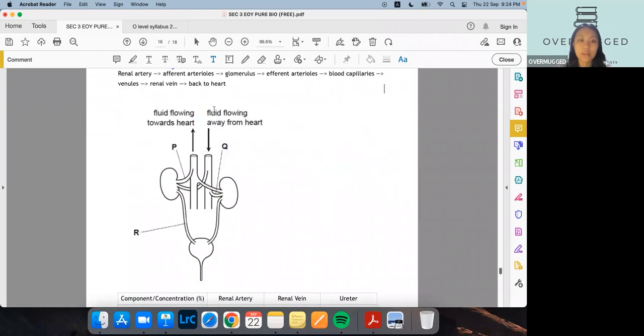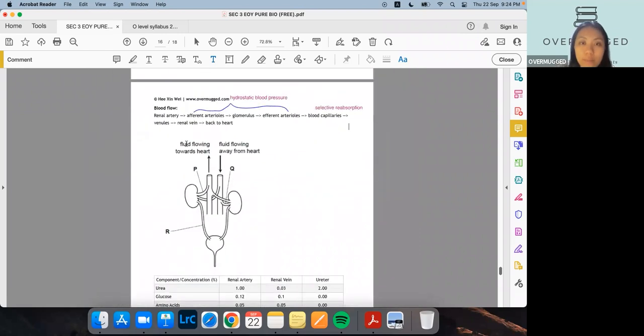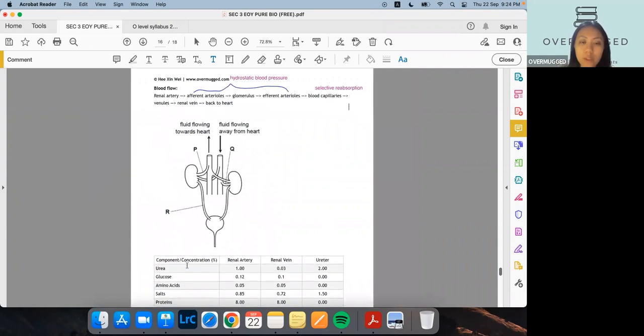Okay, so knowing this blood flow, let's talk about the composition in the renal artery, renal vein, and then the ureter. So usually metabolic waste products are present in the vein, correct? But in this case, urea will be lower in the vein. Makes sense, right? Because the urea is forced out here, afferent arteriole, glomerulus, efferent arteriole, and it's not selectively reabsorbed. So the renal vein will have a lower urea composition.